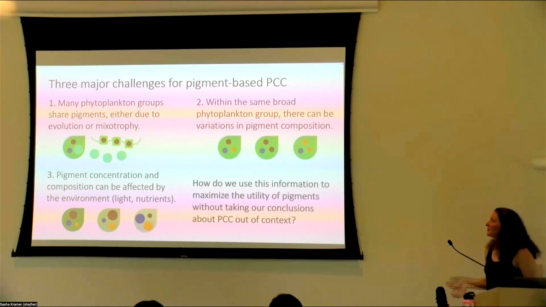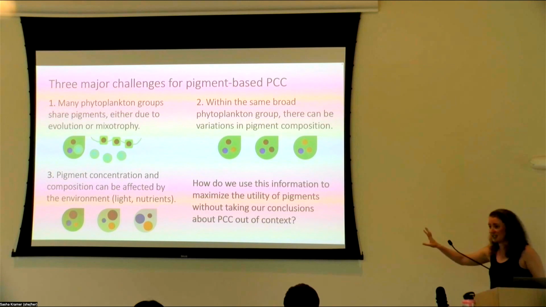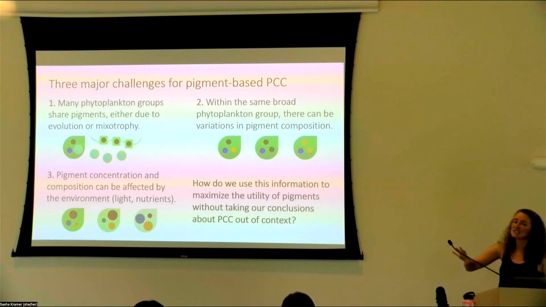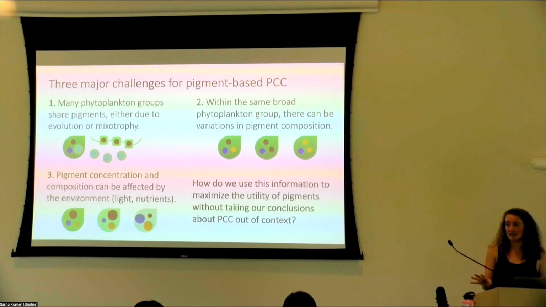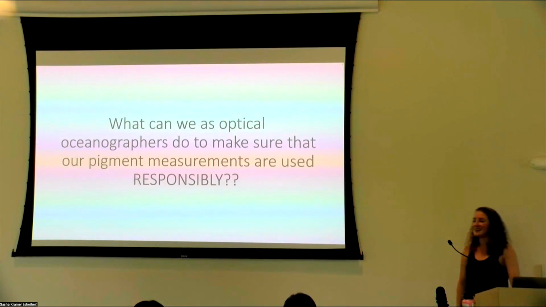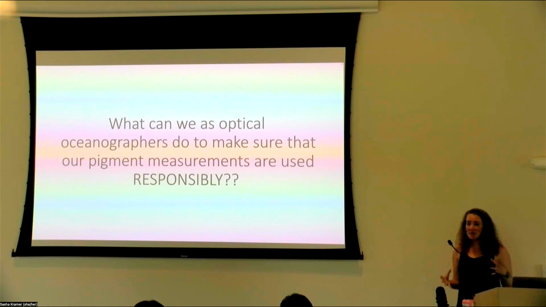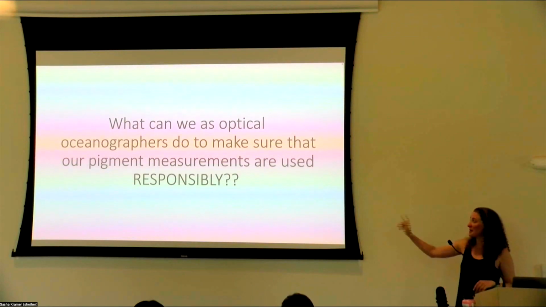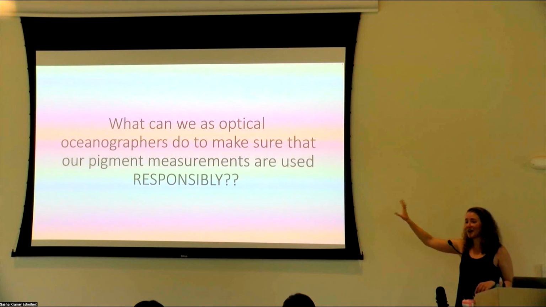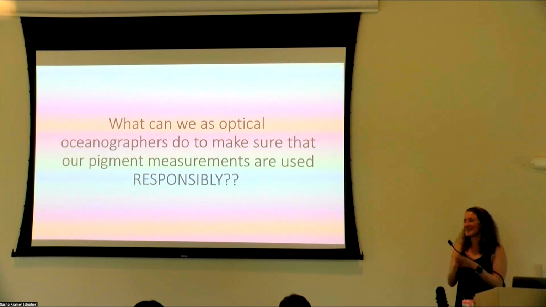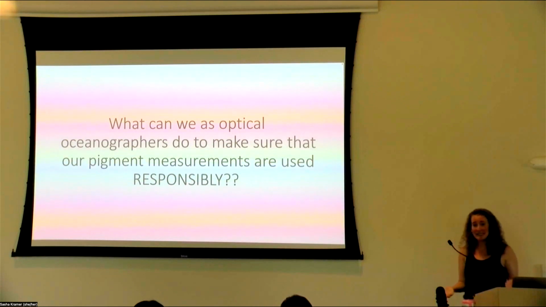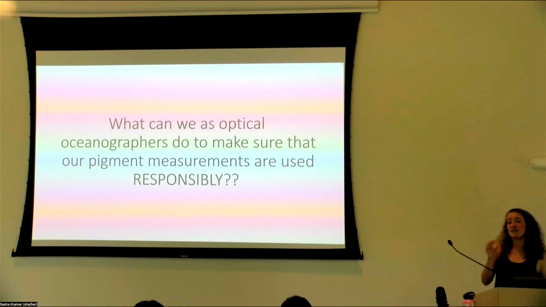So within all this craziness, how do we use this information? We know these limitations to maximize the utility of pigments without taking these conclusions about phytoplankton community composition from pigments out of context. And I'm putting that another way because you are all optical oceanographers. Some of you might use pigments in the future. How are you going to use your pigment measurements responsibly? And I know that's kind of a big word to use in terms of like, okay, what responsibility do I have? But I think it's a pretty big deal because if you're interpreting the results of your pigment-based phytoplankton community, that could have implications for other broader applications.